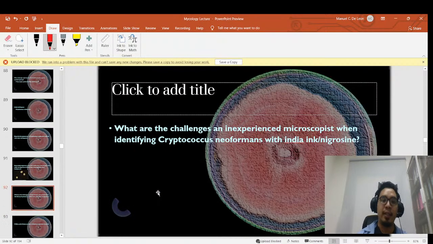Cryptococcus neoformans. What are the challenges of an inexperienced microscopist when identifying Cryptococcus neoformans from India ink and Nigrosine? This is an interesting question because this one was asked in the board exam of one of my dear friends who took the board exam around 2011, and I think it might appear again sometime.